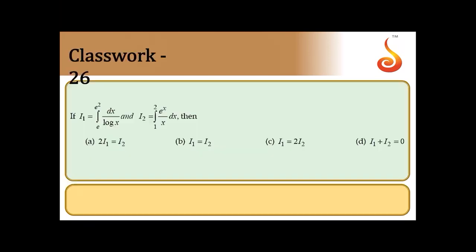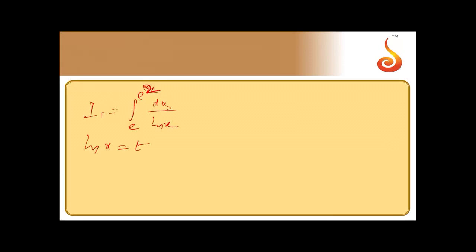Why don't you take up log x is equal to t? I1 is equal to the integral from e to e square of dx by log x. So substitute log x is equal to t. The lower limit e gives log e equal to 1, and the upper limit gives 2.